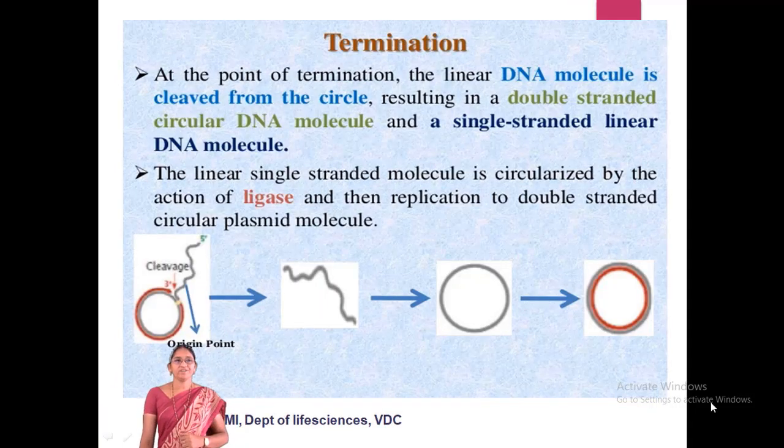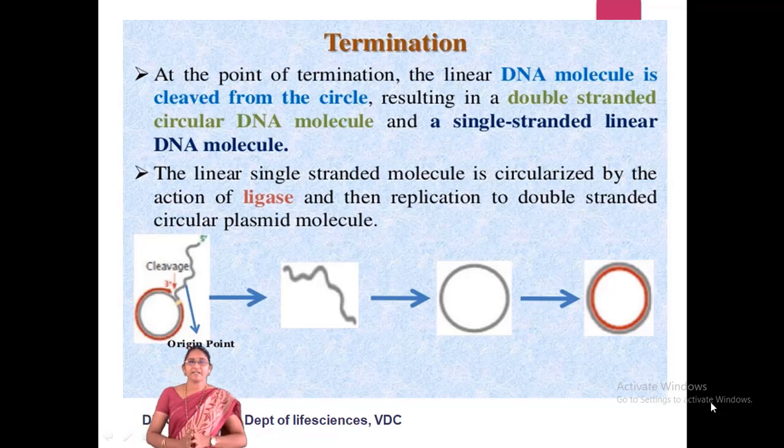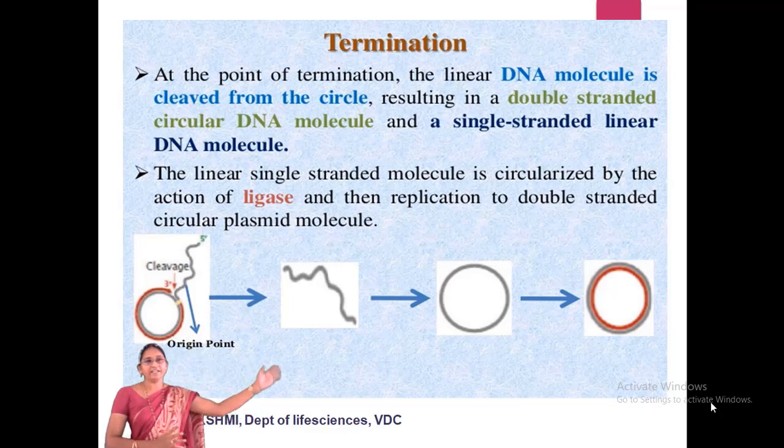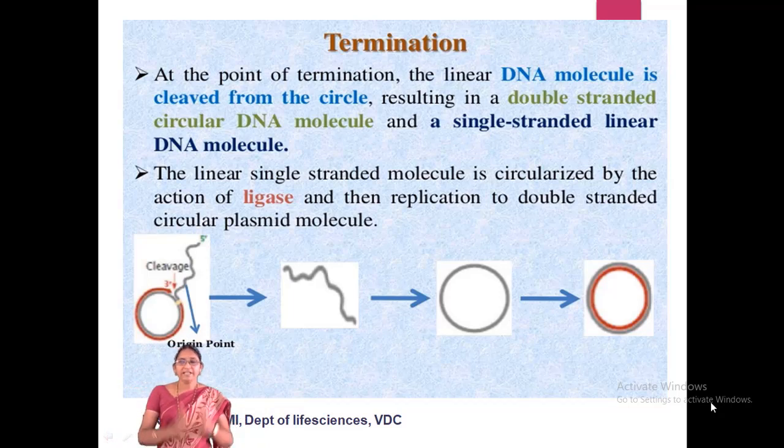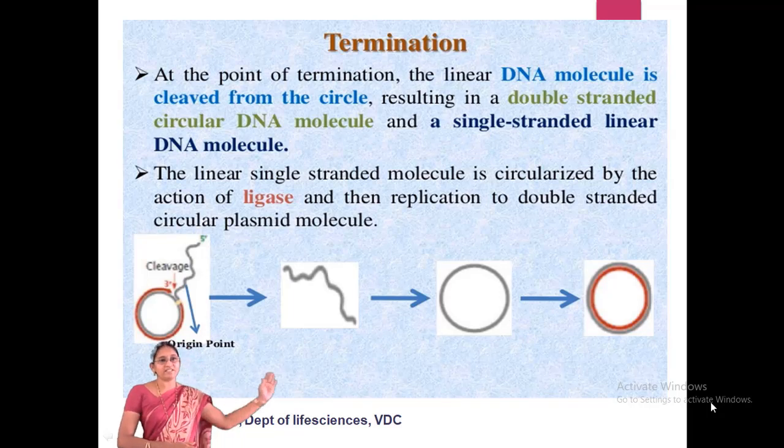Coming to termination, at the point of termination, the linear DNA molecule is cleaved from the circle, resulting in a double-stranded circular DNA molecule and a single-stranded linear DNA molecule. The linear single-stranded molecule is circularized by the action of ligase and then replicated to a double-stranded circular plasmid molecule. Here you can see the picture.